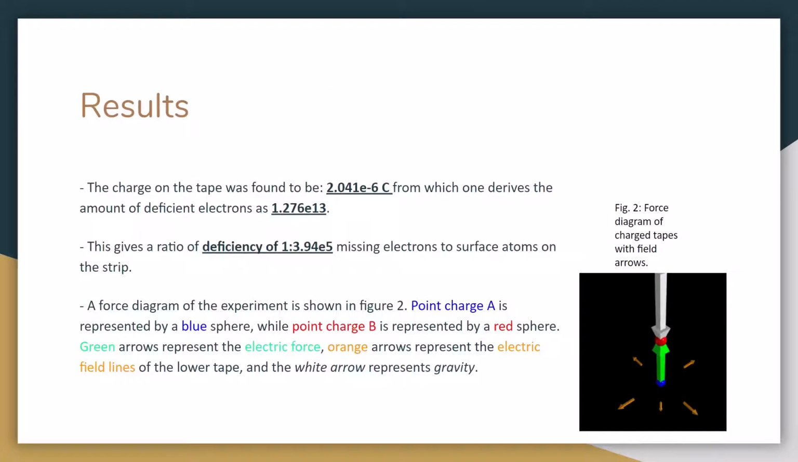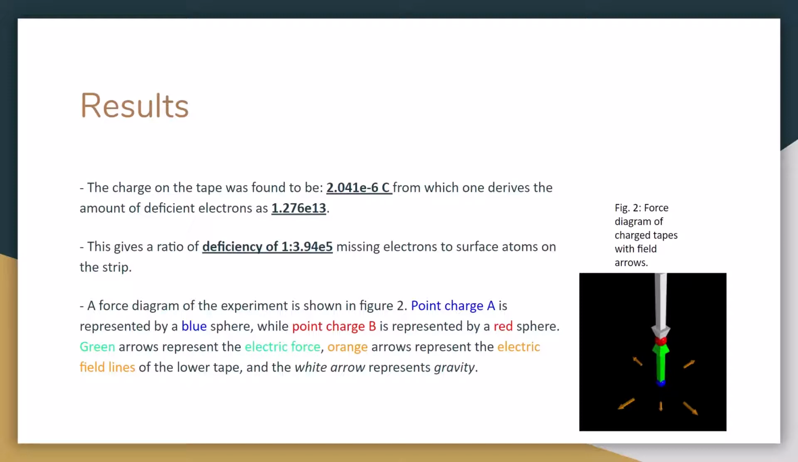In terms of the results, we found that the charge on the tape was around 2 times 10 to the minus 6 coulombs, from which one derives the amount of deficient electrons in the tape as 1.27 times 10 to the 13. This gives a very low ratio of deficiency of 1 to 3.94 times 10 to the 5, missing electrons to normal surface atoms on the tape.